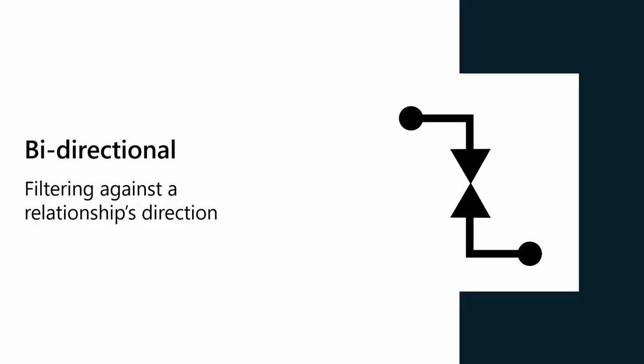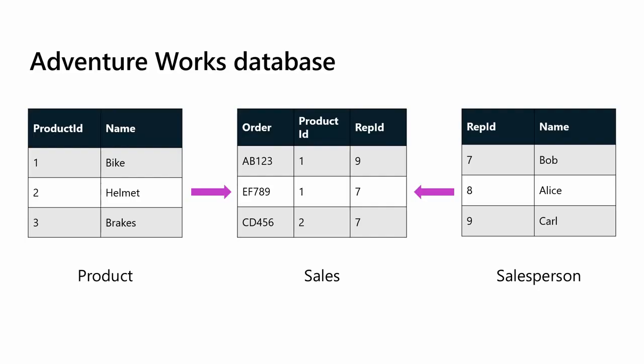Bidirectional filtering is filtering against the direction of a relationship. Sometimes you'll need to do this to answer a particular question. For example, as you learned earlier, AdventureWorks requires a report on employee performance. The report must show the number of products sold by each salesperson. You can generate this report using bidirectional cross-filtering. To generate the required results, you must filter from the sales fact table to the salesperson and products dimension tables. So, you need to change the direction of the filter to both.